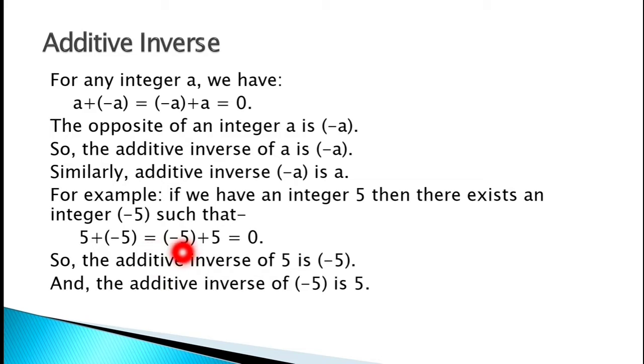And from this expression, minus 5 plus 5, we can say that 5 is the opposite of minus 5, and 5 is such an integer which when added to minus 5, we have the result of 0. So we can say that the additive inverse of minus 5 is 5. Why? Because when 5 is added to minus 5, we have the result of 0.